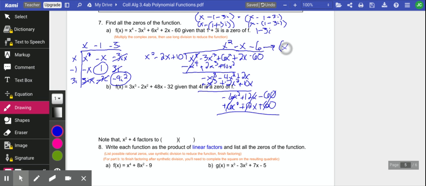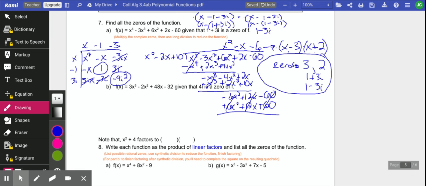So now that I've reduced that, I'm going to take this and factor it further. That's going to give me x minus 3, x plus 2. Now I have completely factored it. Remember, I have 1, 2, 3, 4 factors. And so the zeros of my function, if we take this and set it equal to 0, we get 3. If we take this one and set it equal to 0, that was supposed to be a colon. There, can you see that? So we get negative 2, and we already knew that 1 plus 3i is a zero and 1 minus 3i. So those are the 4 zeros of this function.